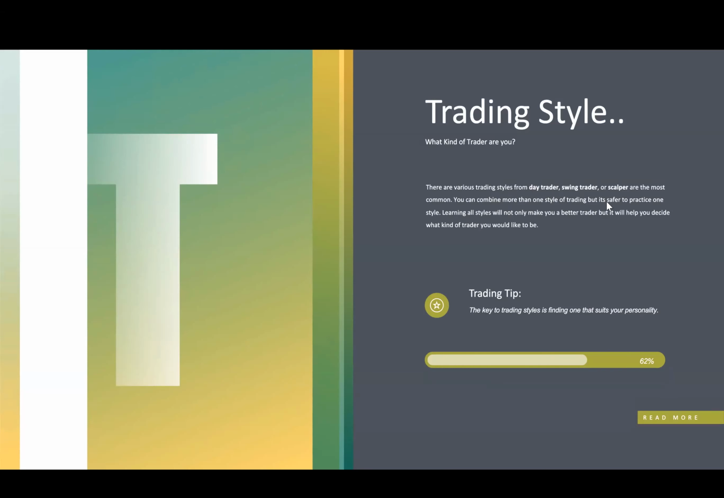You can combine more than one style of trading, but it's safer to practice one style. Once you practice and learn that one style, then you can master the rest. Learning all styles will not only make you a better trader, but it will help you decide what kind of trader you would like to be. A tip: the key to trading styles is to find one that suits your personality. Your whole mindset really matters when trading. So psychology and all that, you want to go with what works with your psychology, your personality, and your mindset.